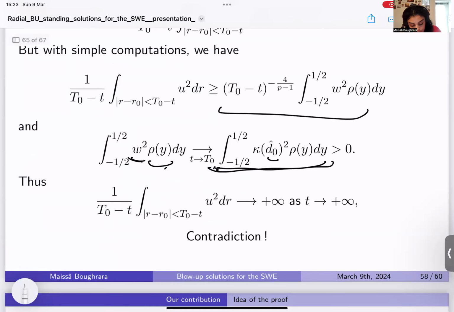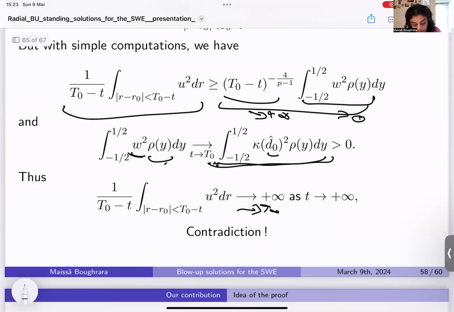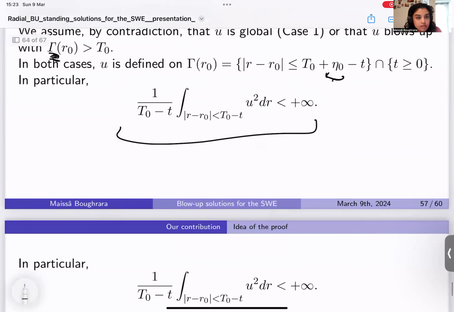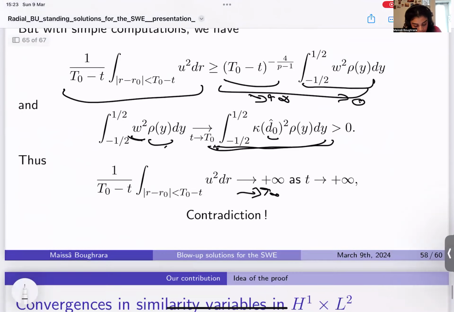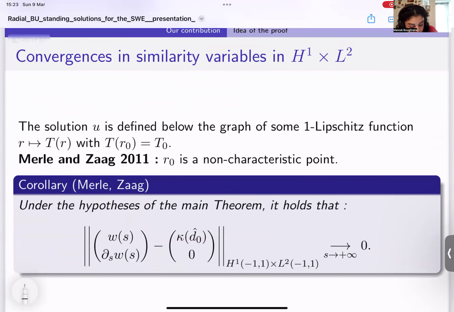Then this is gonna blow up, because this is strictly greater than 0 and this one goes to infinity. So this quantity is gonna go to infinity. So we have our contradiction, because we assumed that this one is not infinite, but actually finite. So it's not the case. Okay, so we can conclude that tr0 is equal to t0.